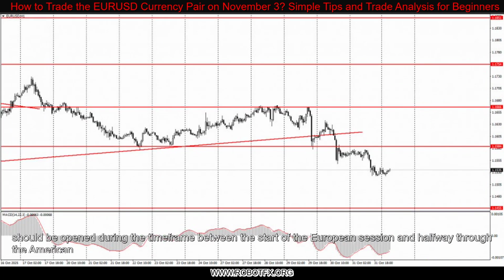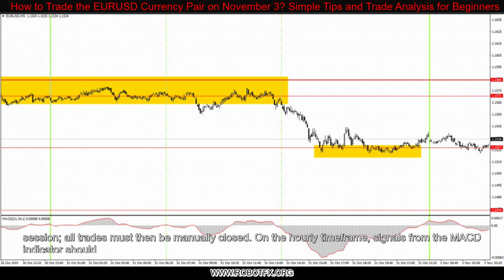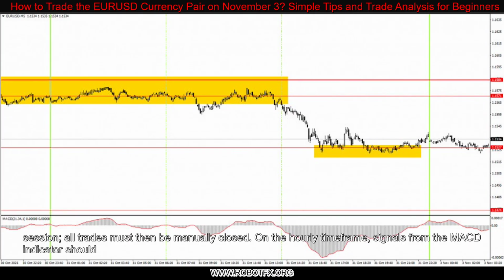Trades should be opened during the time frame between the start of the European session and halfway through the American session. All trades must then be manually closed. On the hourly time frame, signals from the MACD indicator should ideally be traded only in the presence of good volatility and a trend confirmed by a trendline or trend channel.